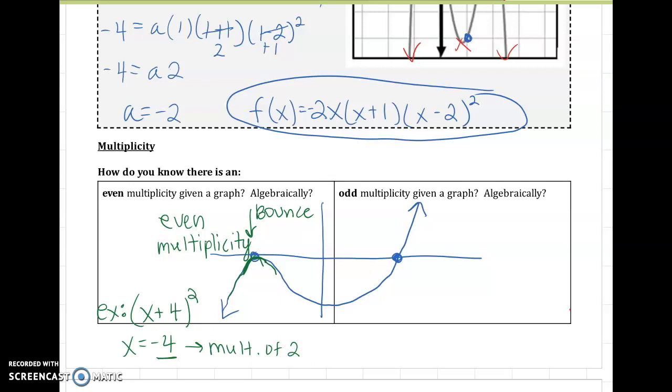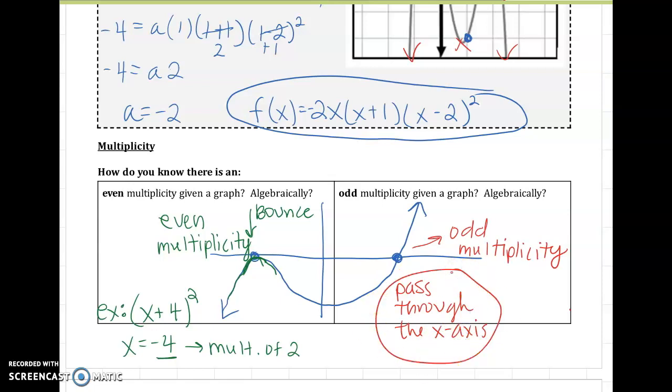If you look at the other side, we are crossing through our graph here. This is what an odd multiplicity is going to look like. It will pass through the x-axis, just like we think about our odd degree functions, like a linear function crosses through. So for example, if I had x minus 5, just one of them, that would give me a zero of x equals 5. Well, having one zero is an odd degree, so it crosses through. So this would be a multiplicity of 1.